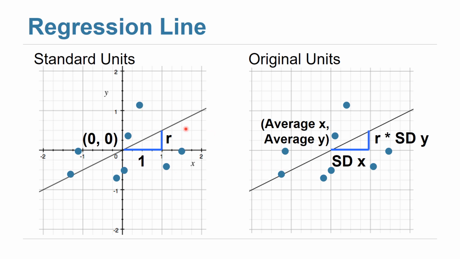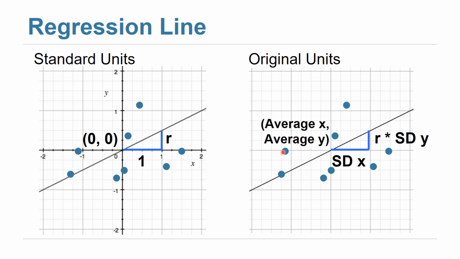If we look at the standard units space, we'll find that y will be r multiplied by x. So this line has a slope r and it goes through the origin, so its intercept is 0. The linear equation of this line is y equals r times x. That's why if we convert x to standard units and multiply it by r, we get the estimate of y, but this will be in standard units.